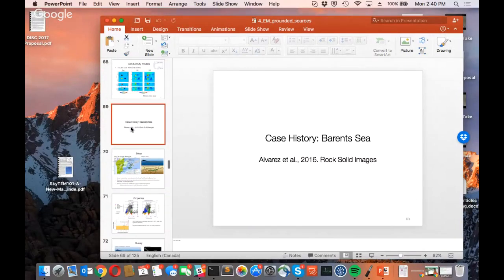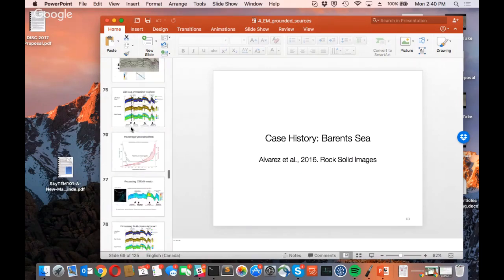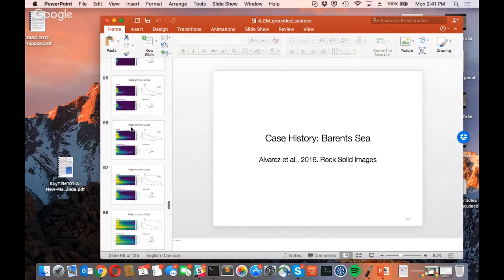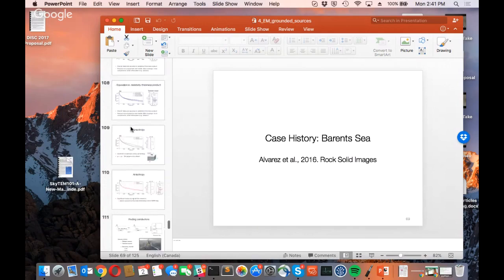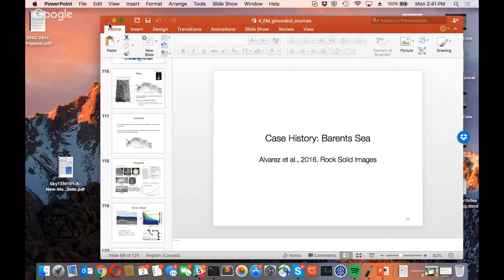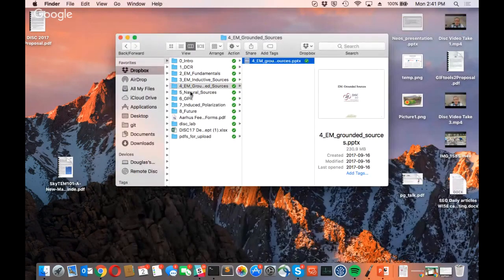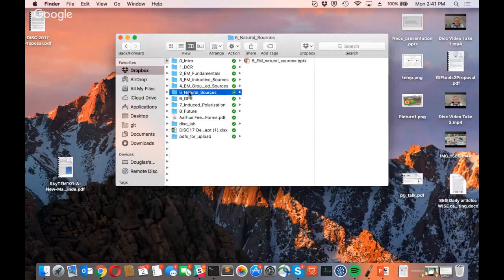For those who are interested, there's a case history on the Barents Sea, so that's useful for trying to discriminate between stuff that has high hydrocarbon concentration versus something that is just water or fizz gas. And we've got a whole bunch of stuff on marine EM, and that's probably it. The marine EM problem was really interesting because there's something called the air wave that will cross up.